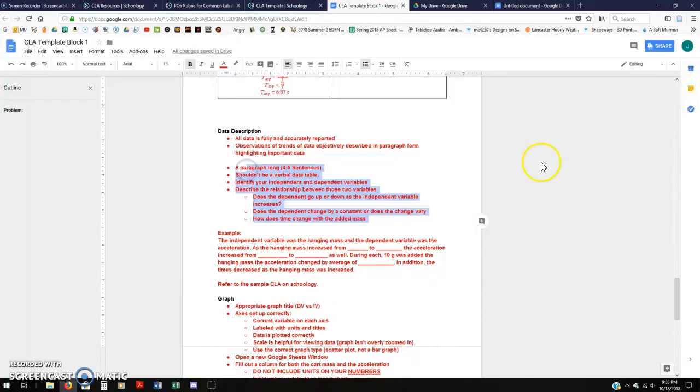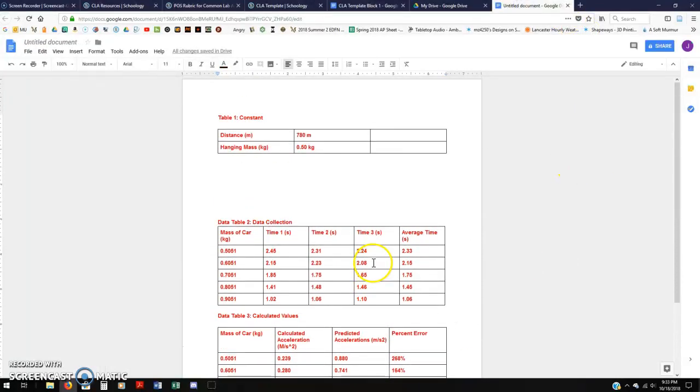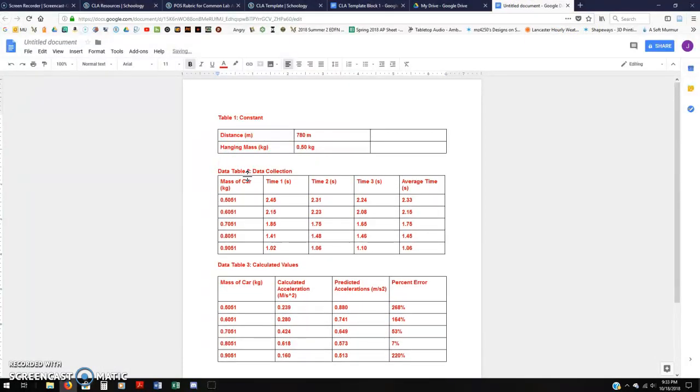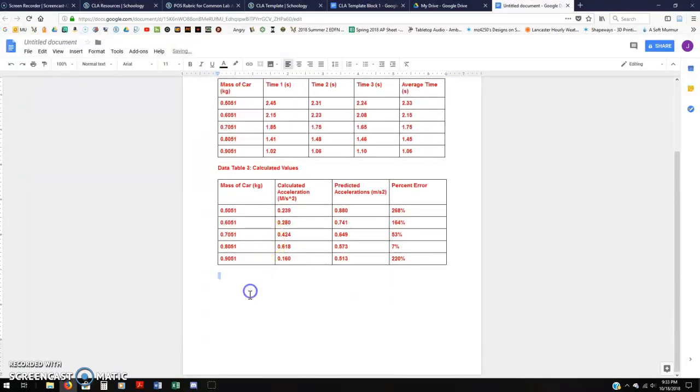So in this other document over here, I have a prepared data section. And let's write a data description. Now remember, your calculation section will come next. So your calculation should be in between your data description and also your data tables.